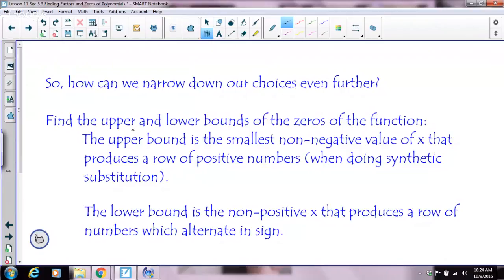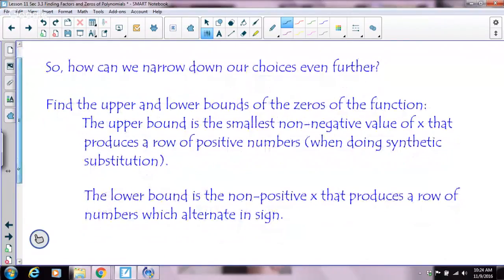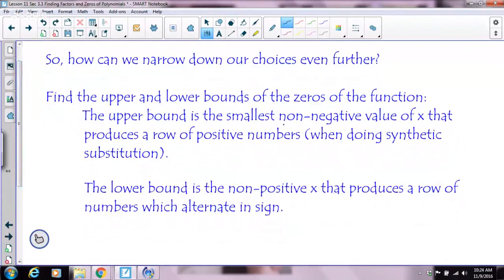All right. So if you want to narrow down your choices so you don't have to plug all of them in, find the upper and lower bounds of the zeros of the function. The upper bound is the smallest non-negative. What's non-negative mean? Okay, so the smallest positive value of x that produces a row of positive numbers.